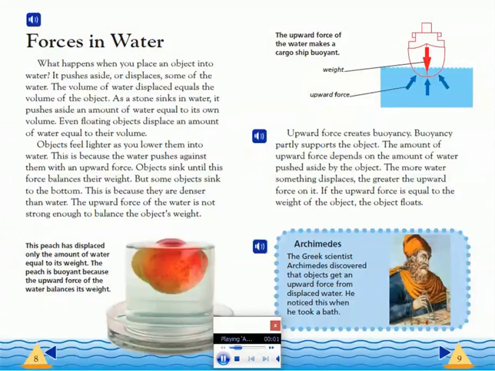Archimedes. The Greek scientist Archimedes discovered that objects get an upward force from displaced water. He noticed this when he took a bath.